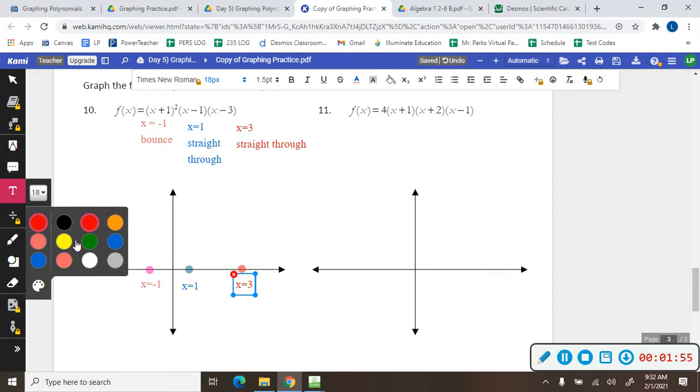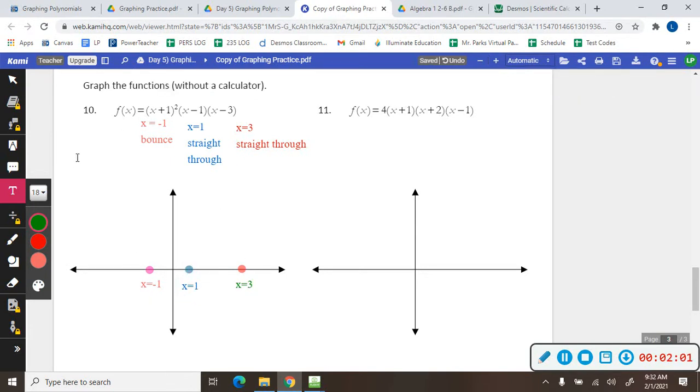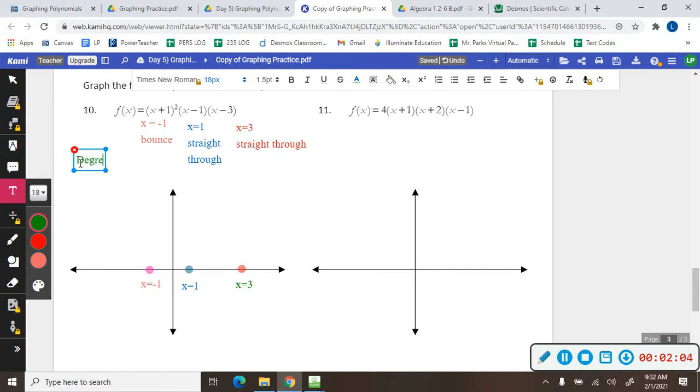The next thing I need to determine is how does it look? So does it come down? What does it do? I look at the degree. And the degree is going to be 2 plus 1 plus 1, which equals 4. That's even. And then the leading coefficient, is it positive or negative? The number in front's positive, so it's going to be 1, which equals positive.